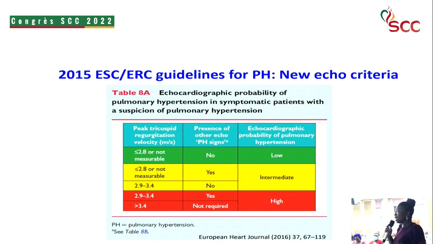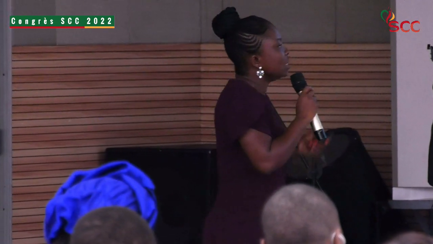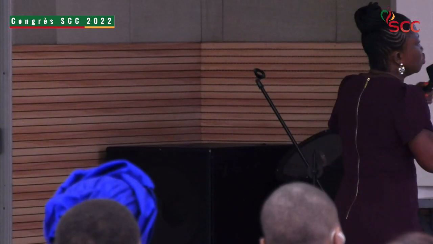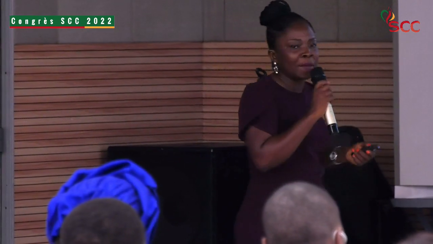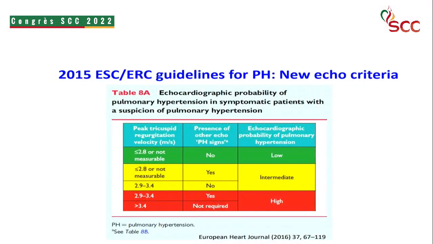Now, as we said earlier, echo can give you a probability. So what is this probability on echo to be able to say a patient has pulmonary hypertension or not? If you have a jet of more than 2.9 to 3.4 meters per second, then you can comfortably think that the patient can have pulmonary hypertension. If you have a jet of less than 2.8 meters per second, it is less probable that the patient has pulmonary hypertension. Also, if you have signs of PH, that is a very dilated right ventricle, then it's a bit more convincing.